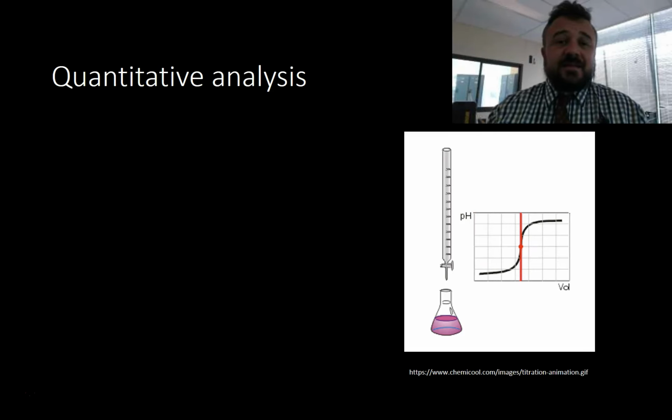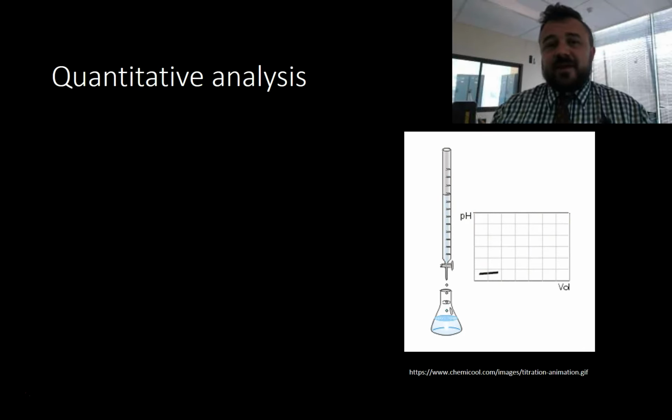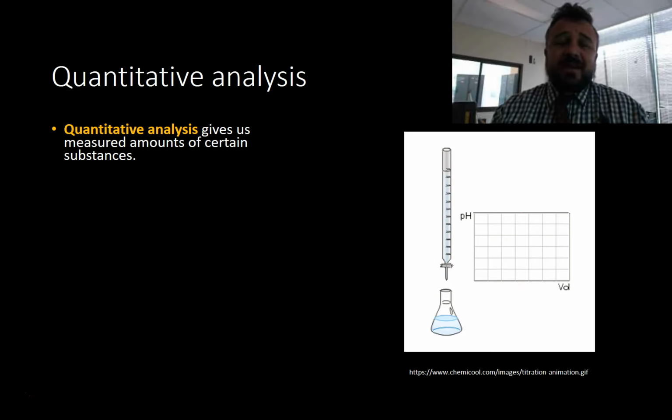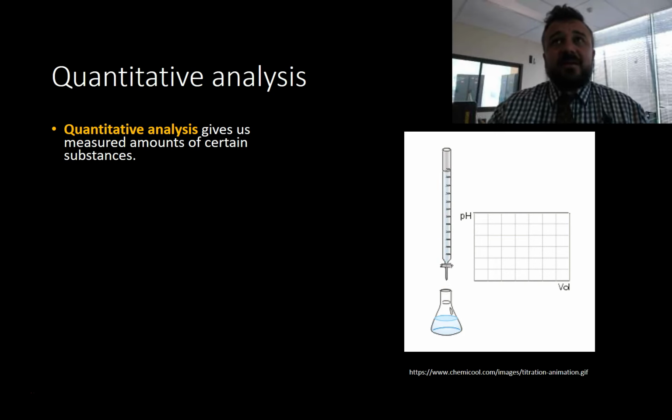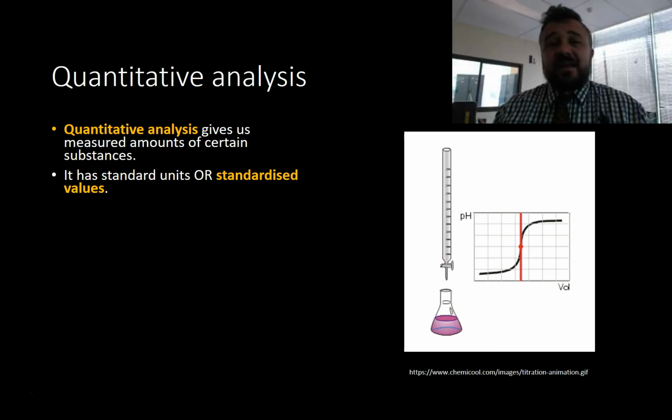Quantitative analysis, that's what we often think of when we think of chemistry, as opposed to both of these, which are equally important. So quantitative analysis gives us measured amounts of certain substances. It tells us how much of something is in there. It usually has standard units or standardized values.